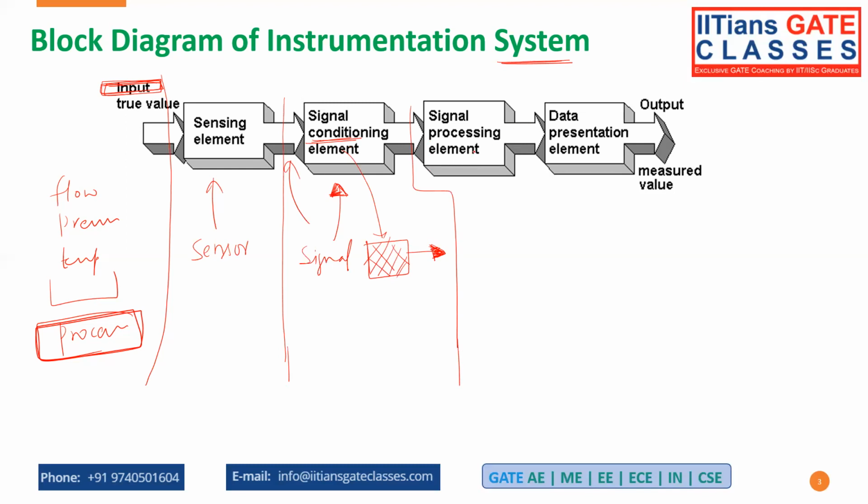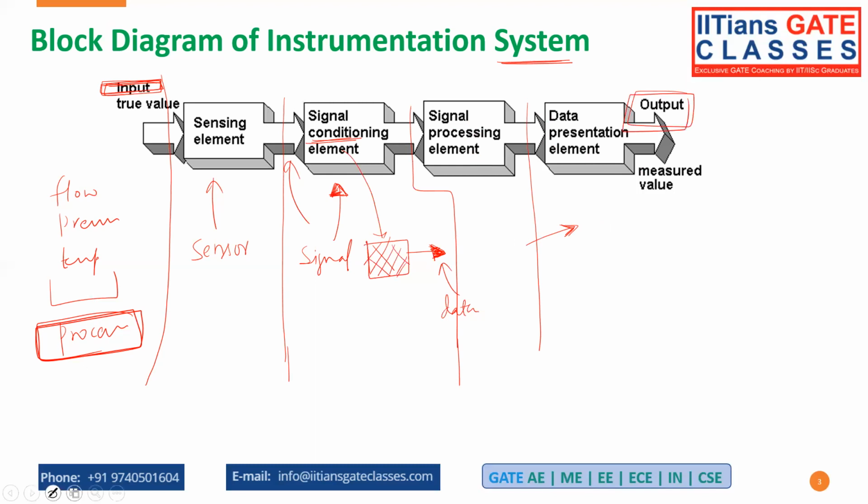Next we have the signal processing circuit. Whatever signal, the data that we got here, needs to be processed, so a signal processing element is there. Then we have the data presentation element. Whatever data we have processed, we want to display on certain devices like a CRO or monitor or anything, so we use the data presentation element. And finally this is the output that you want to see, right?